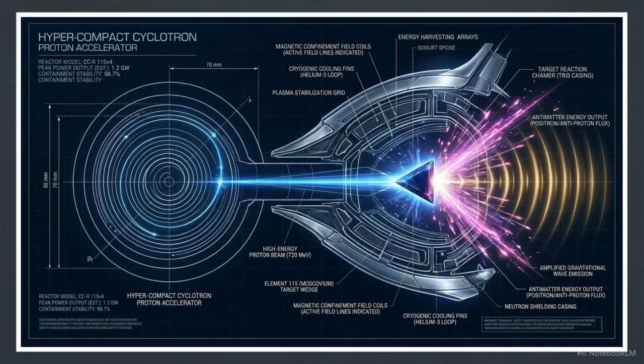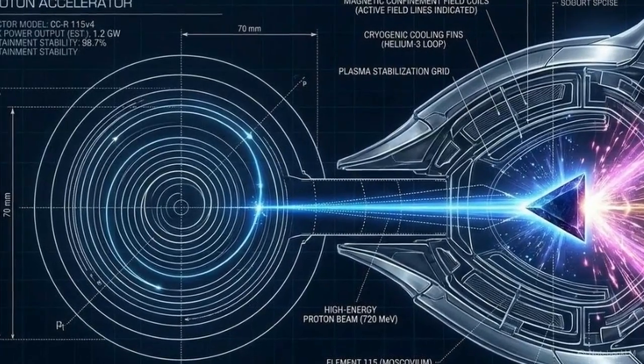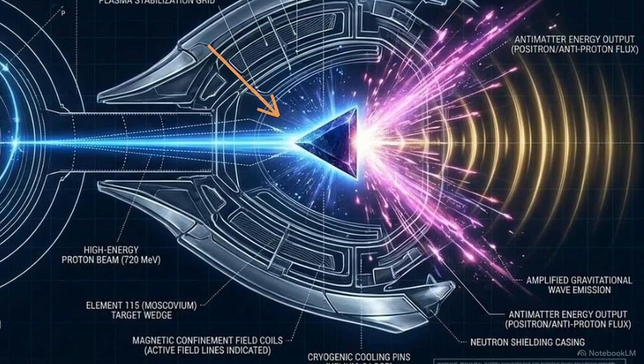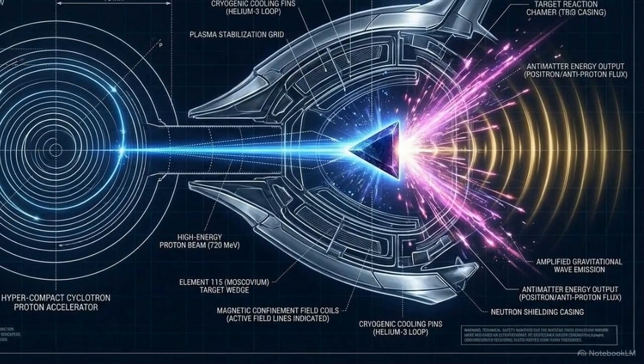This blueprint details a hypothesized hypercompact cyclotron reactor. Its architecture is specifically designed to destabilize the metric hill surrounding the Moscovium nucleus. The system operates by accelerating a high-energy stream of protons and firing them directly at the stabilized Moscovium target wedge. Upon absorption of a proton, the element 115 nucleus undergoes an instantaneous nuclear transmutation. It briefly becomes livermorium 300, a critically unstable element. Shattering the stable density threshold triggers a violent, pulse-driven discharge of the highly compressed vacuum lattice.